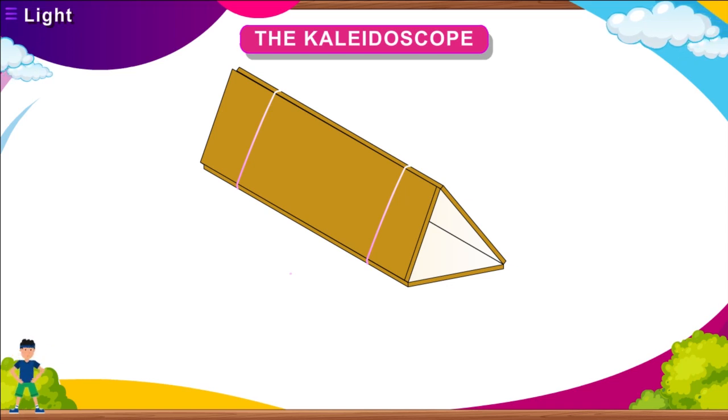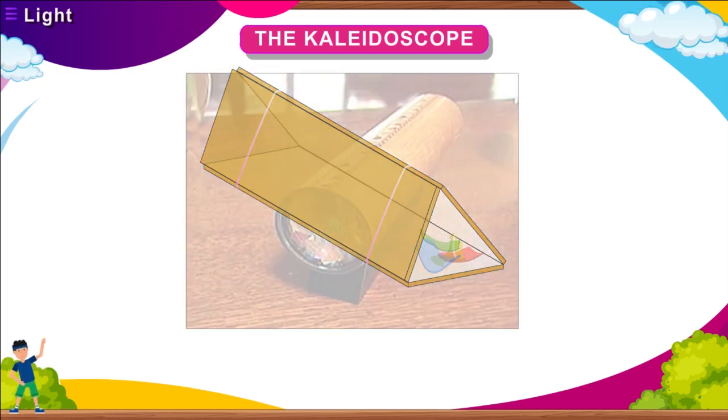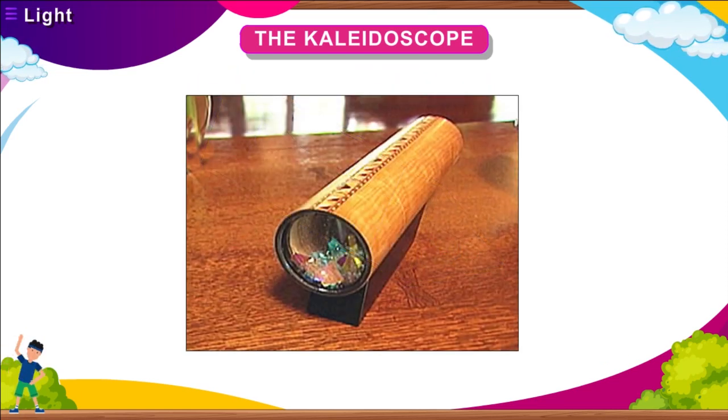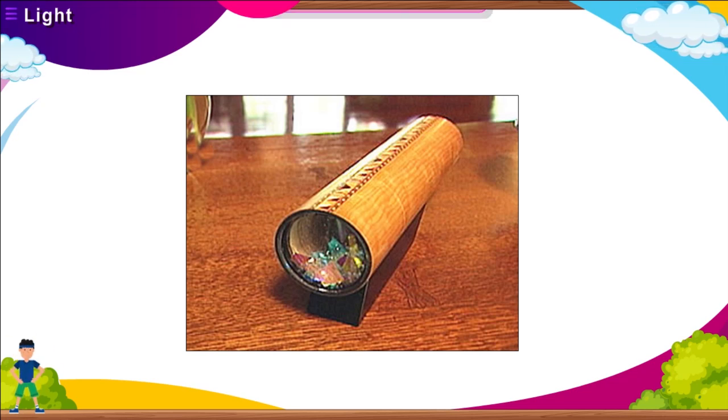At one end, place some broken pieces of colored glass bangles on the plastic. Tape some cellophane paper on top of the plastic, leaving enough space between the plastic and paper for the bangle pieces to move. Your kaleidoscope is ready. Look through the kaleidoscope to see beautiful patterns. The patterns that we see in a kaleidoscope are formed because of multiple reflection.